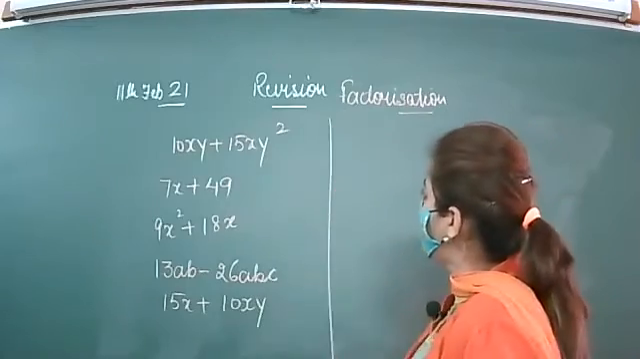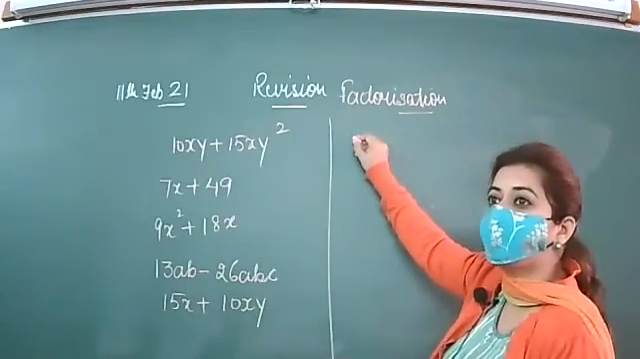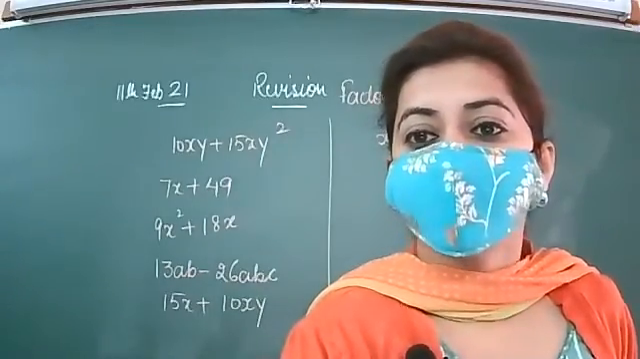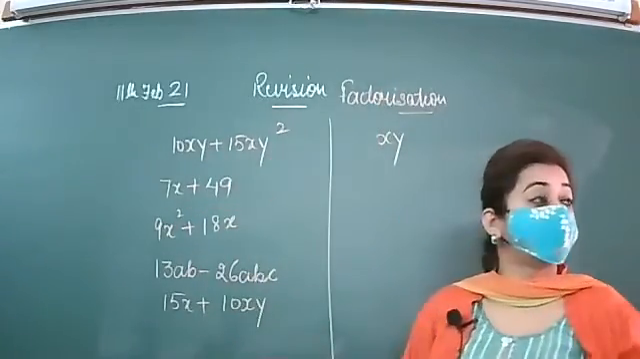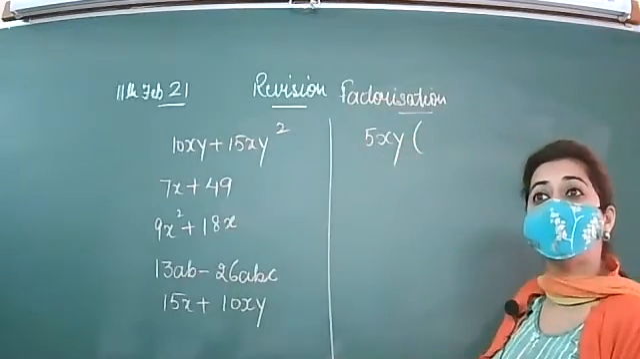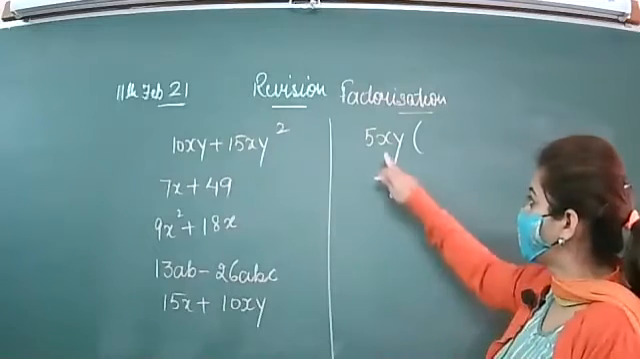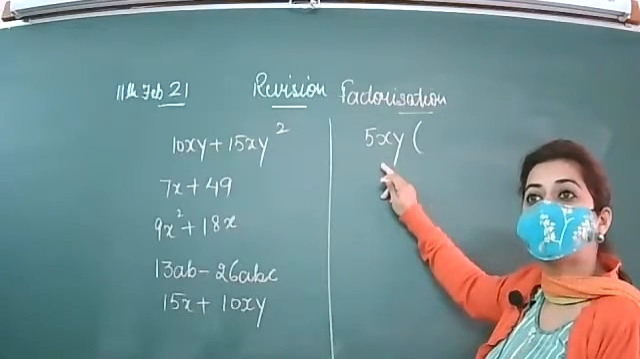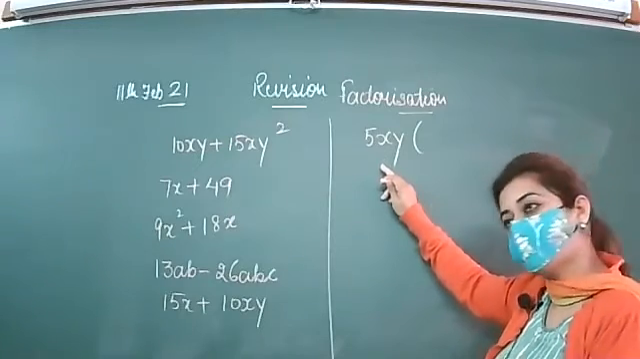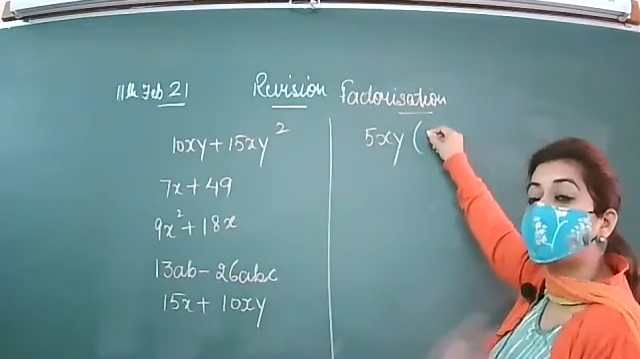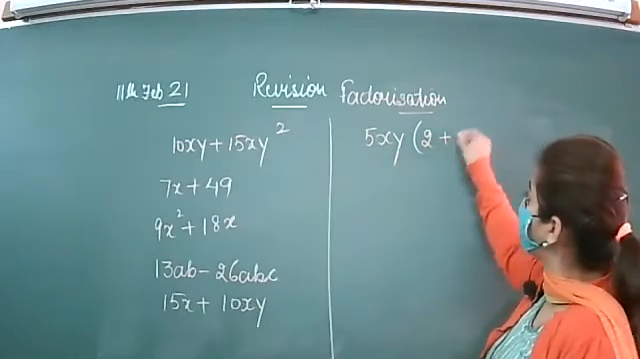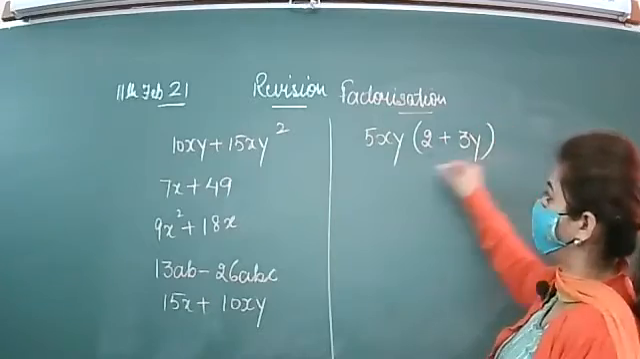Yes, Gagan. First question. What is common? Xy. What about the numbers? What is common between 10 and 15? 5. Then 5xy is the greatest common factor. And the another name for greatest common factor is HCF, highest common factor. Now 2, 3, y. Okay, sit down.